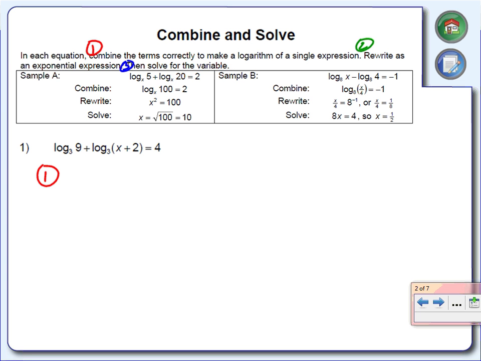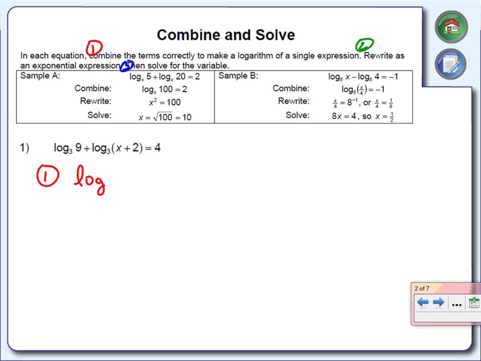So what did we say yesterday about addition? That addition was going to be the same thing as multiplication. So I'm going to take the 9 and the x plus 2 and do what with those two things? Multiply, just like we did yesterday. So here we go. Let's rewrite it.